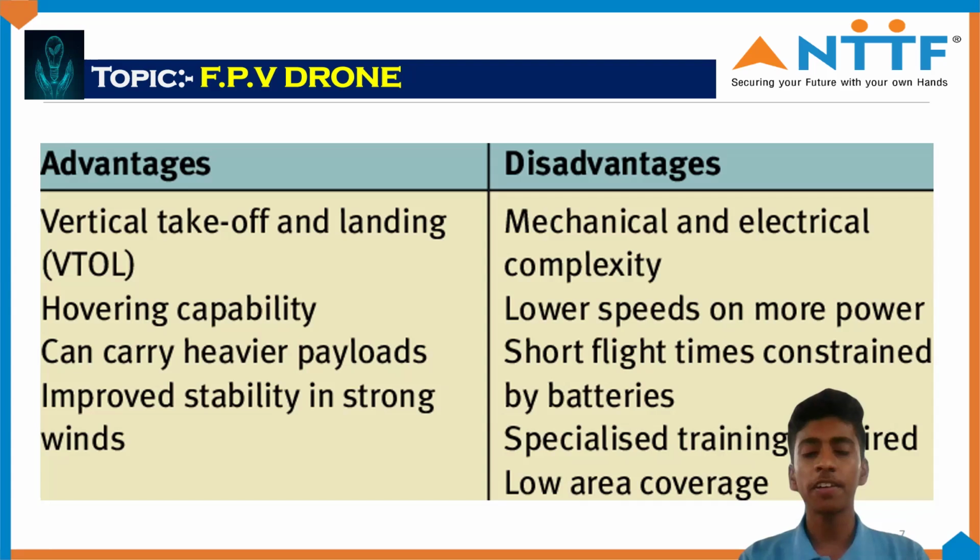Lower speeds and more power, which means that if we want to operate our drone in a different mode, for example acro mode, it consumes more power, so it also lowers the speed. Short flight times constrained by batteries. It means that the battery comes with a specific capacity, meaning a specific mAh, so if the battery is low, or the drone does not provide enough battery, it cannot fly over a long period of time.